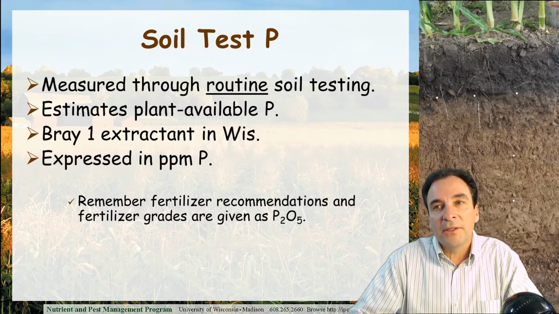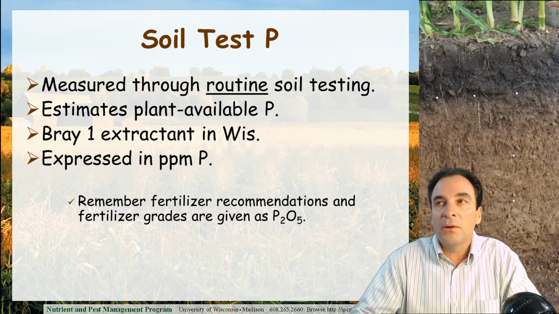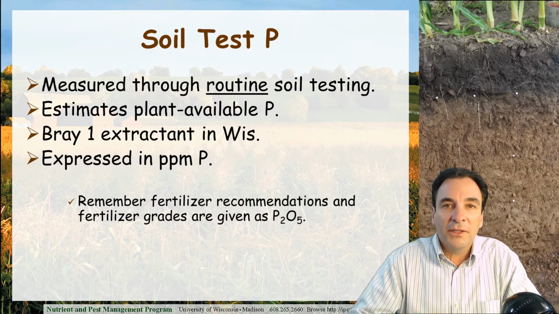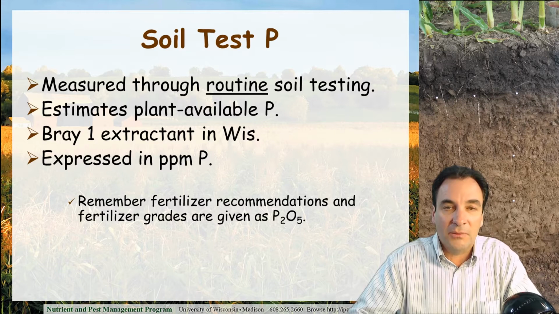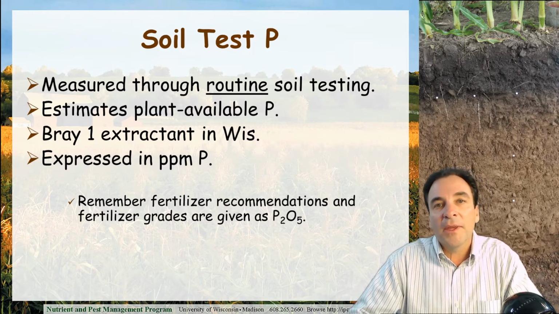In other states, you might have heard the term Olsen or Mehlich. In terms of extractants, those are used typically in our more western or western midwestern states where they're dealing with higher pH soils, and those may be better extractants. In Wisconsin, we use a Bray-1 extractant for estimating available phosphorus.